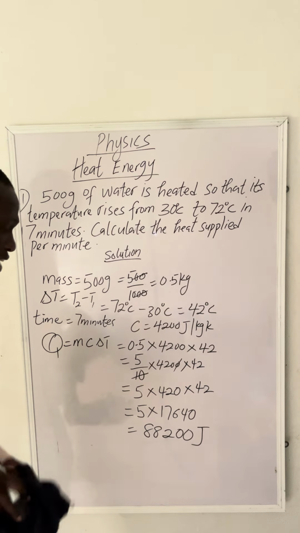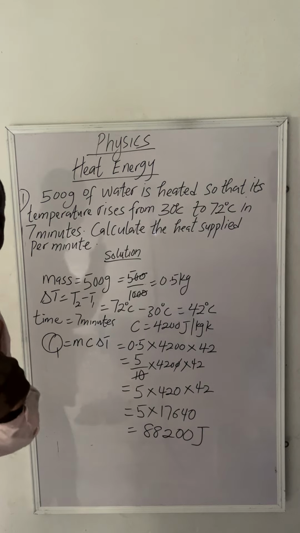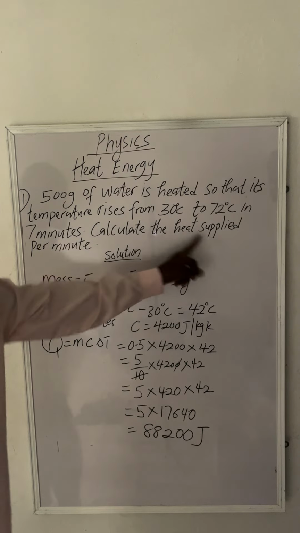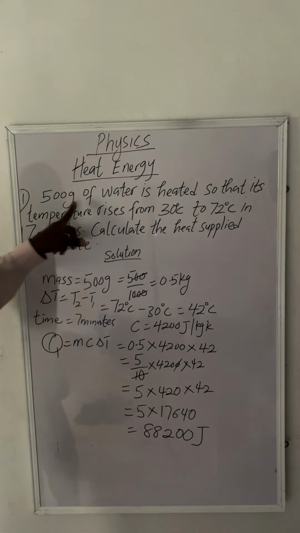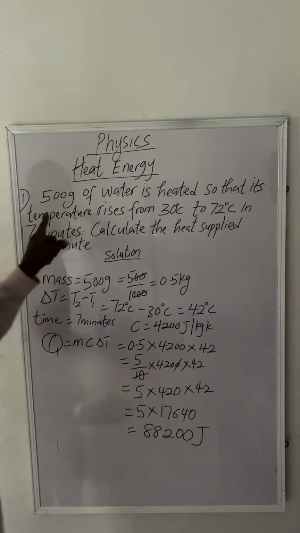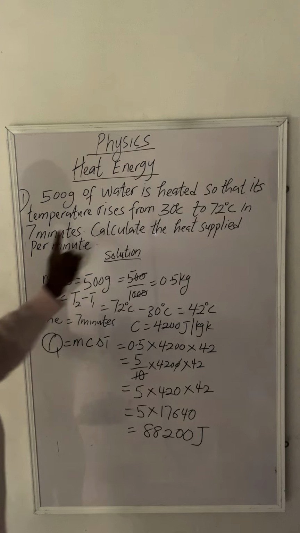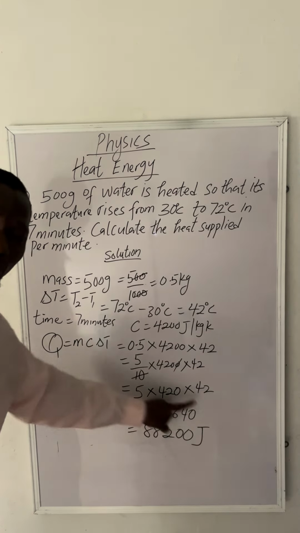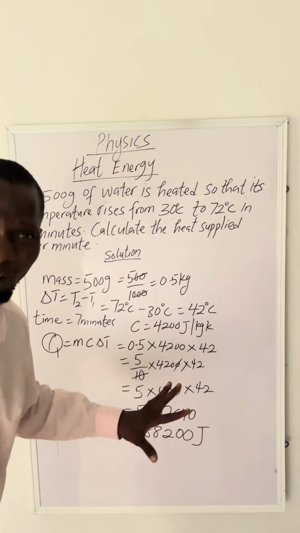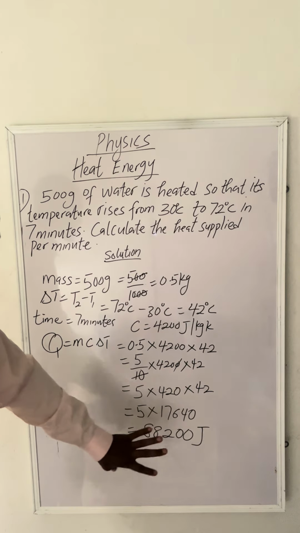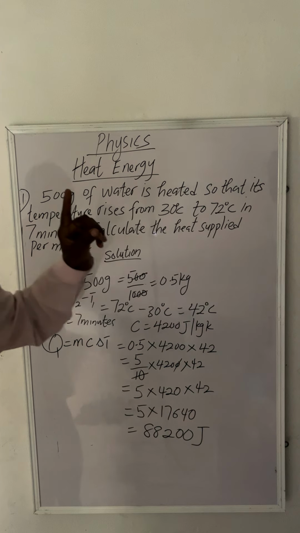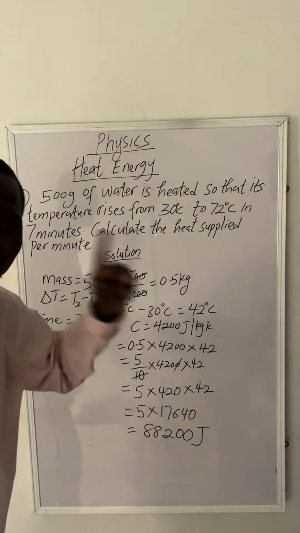You understand? Now, but remember, we are not done with this question. The question says calculate the heat supplied per minute, because the question said the heat so that its temperature rises from 30 degrees Celsius to 72 degrees Celsius in 7 minutes. So which means that the total quantity of heat that we have calculated now is actually the heat supplied in 7 minutes.